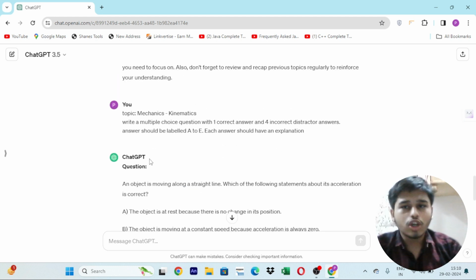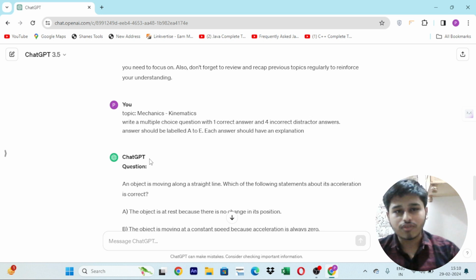So like this, you can do three things with the help of ChatGPT. First of all, you can create mind maps. Second, you can schedule your timetable. And third, you can get recall questions with the help of ChatGPT.